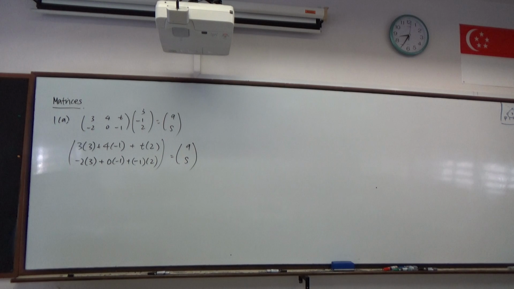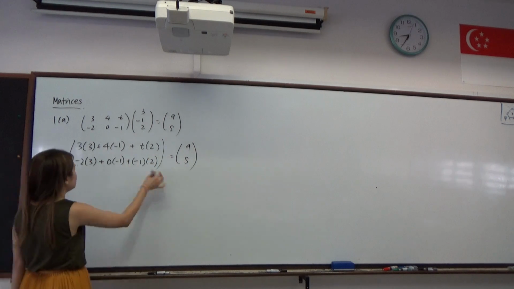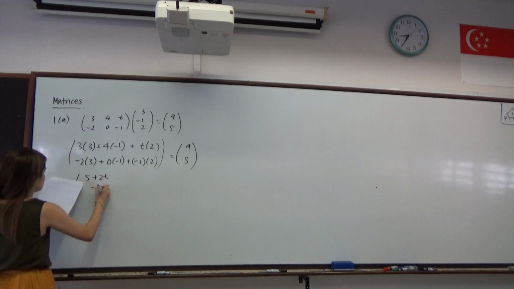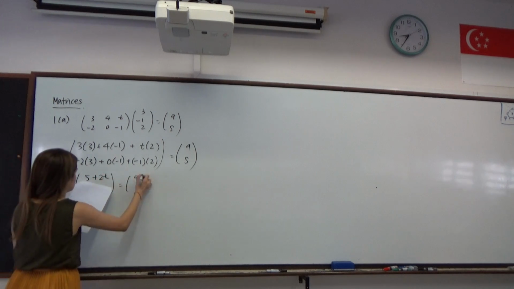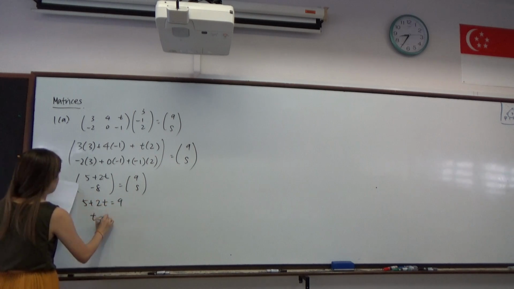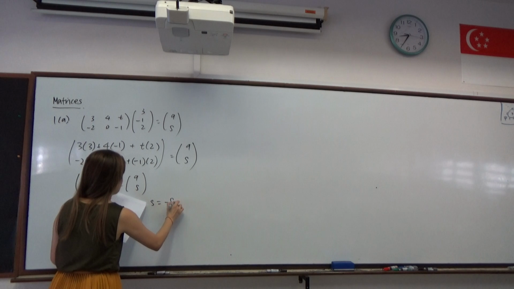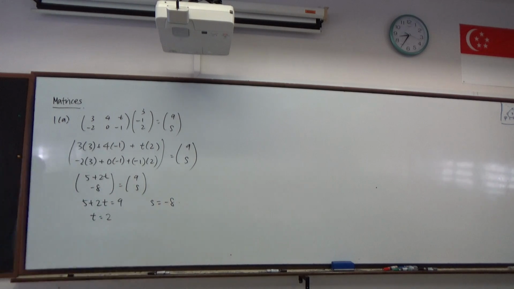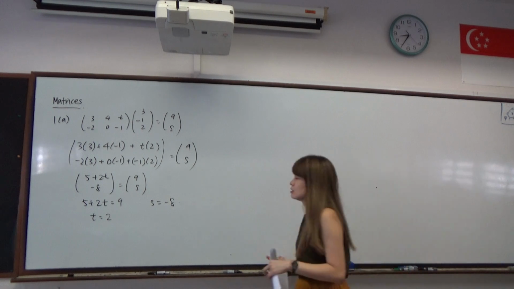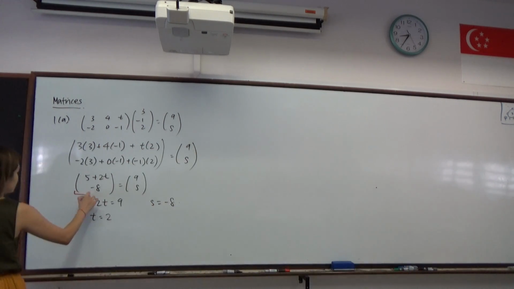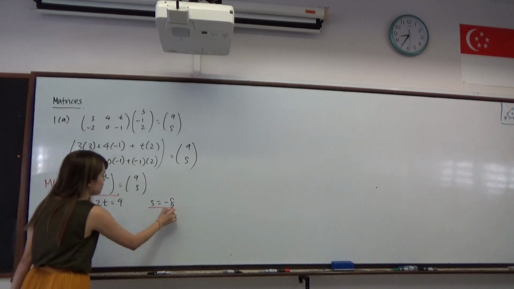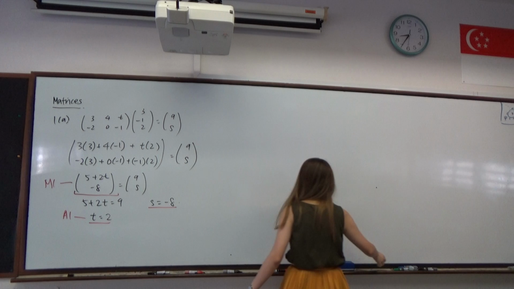Okay, so therefore you can compare element to element, and conclude that t is equal to 2 and s is equal to -8. So 1 mark for being able to do the calculations correctly, and then 1 mark for the answer, both correct.